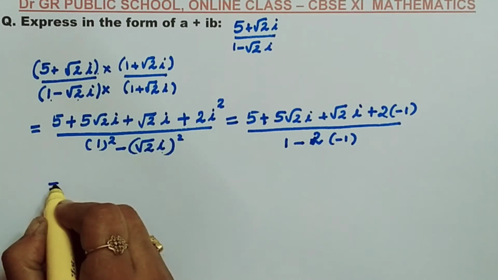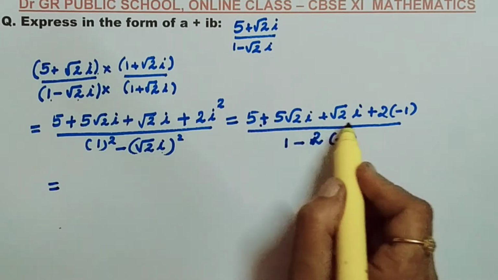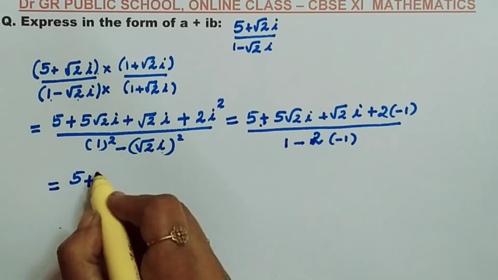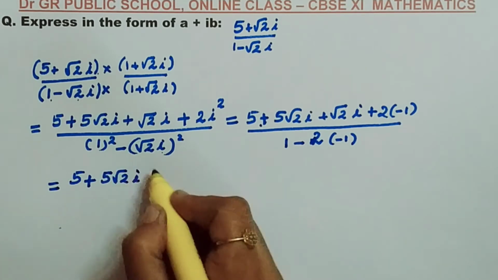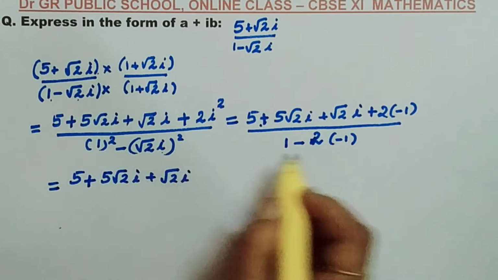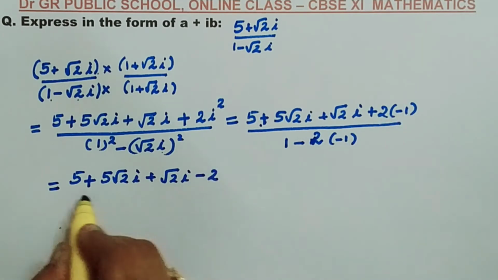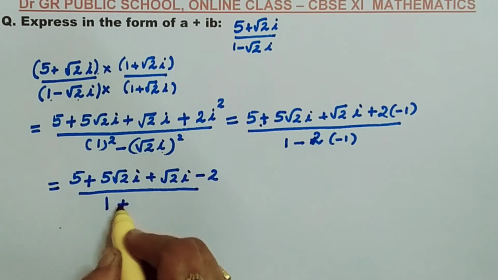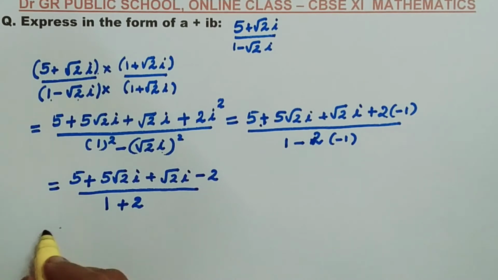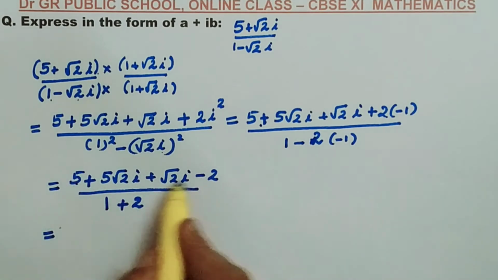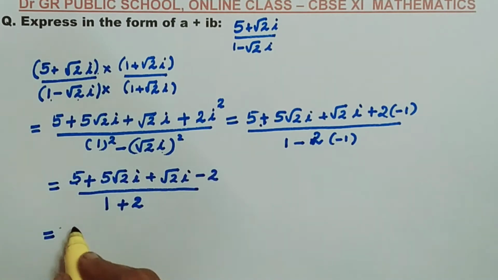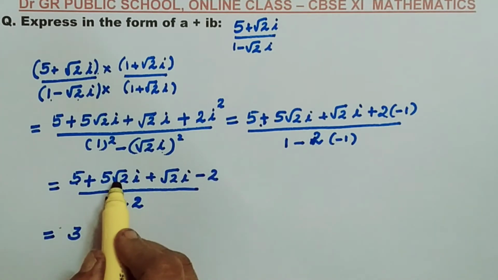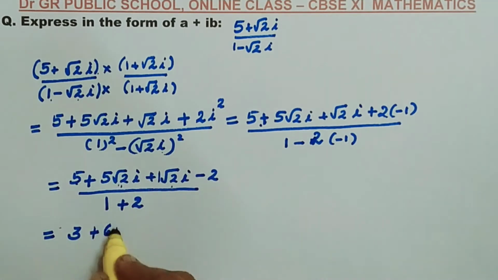Again, equals 5 plus 5 root 2i plus root 2i, plus 2 into minus 1 is minus 2, the whole divided by 1 minus 2 into minus 1, plus 2. We can combine the real parts, 5 minus 2, which is 3. Imaginary parts: 5 root 2 plus root 2, root 2 meaning 1 root 2, is 6 root 2i, the whole divided by 1 plus 2, which is 3.